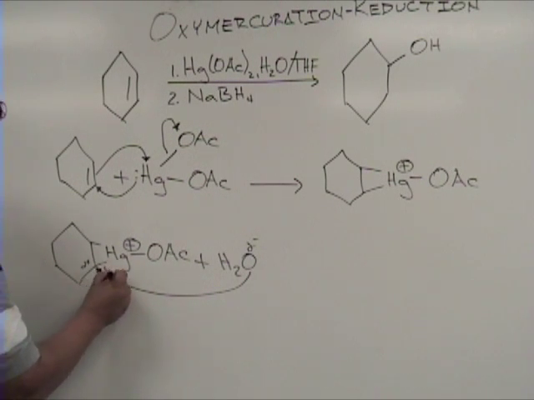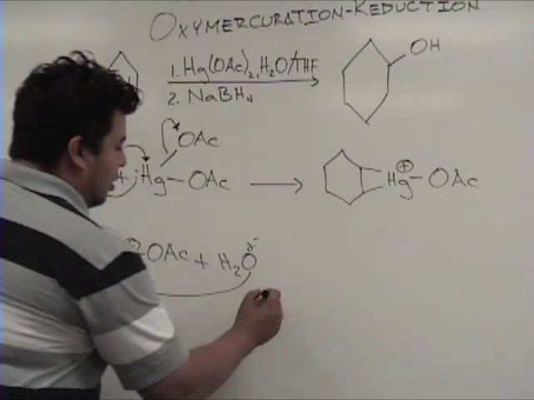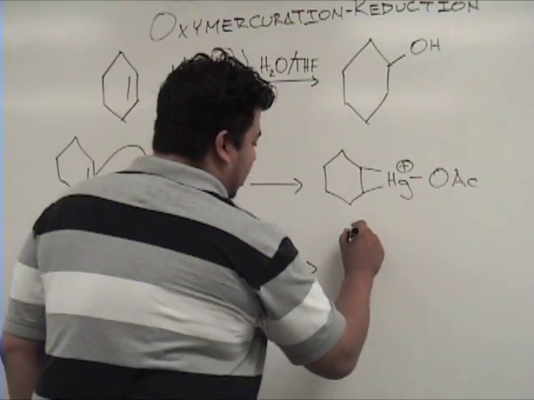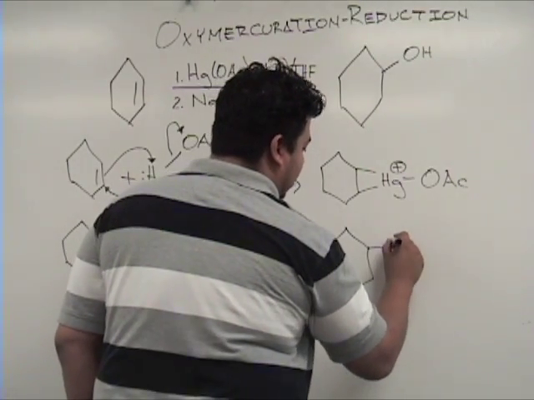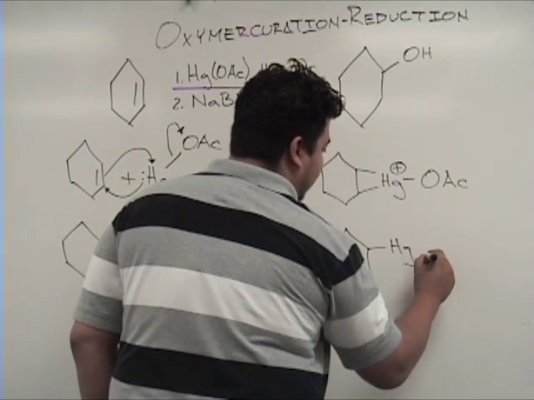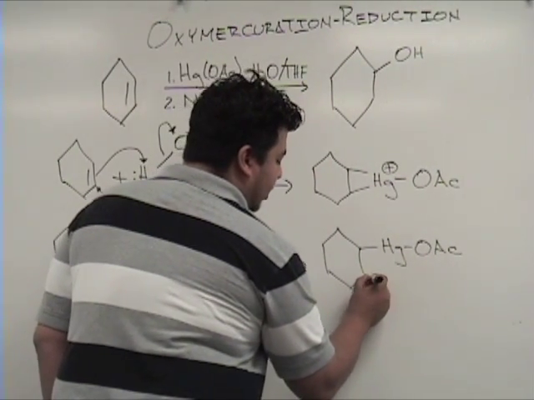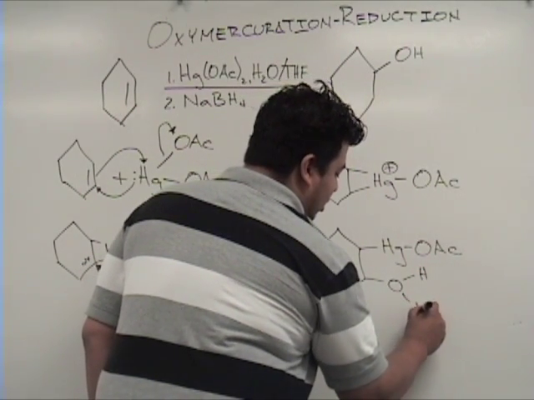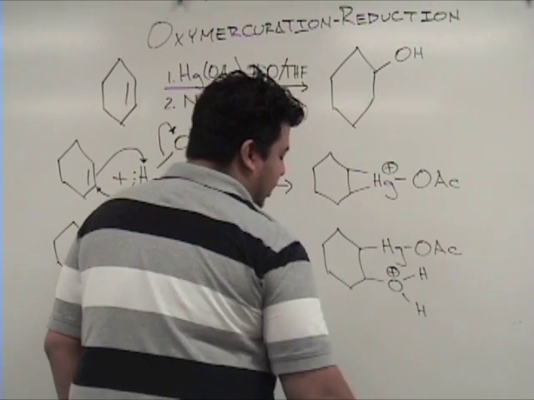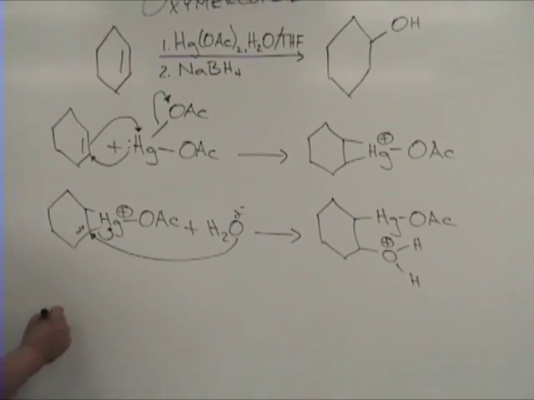And then this bond is going to break, and Hg is going to take the electrons to stabilize the charge. So now we're going to get our cyclohexane with the Hg here and the OAc group. And then on this carbon, we're going to have an O with two H's with a positive formal charge. Now, we copy whatever is there.